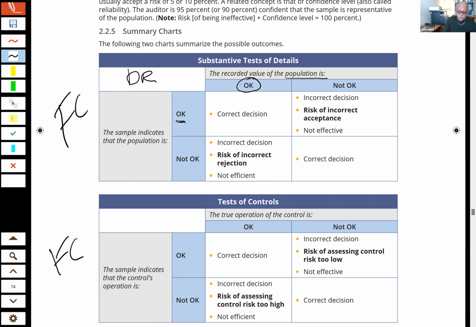And say, your sample says okay, and the population really is okay. Ding, that's a correct decision. Now, if the sample says that the population is okay and it's not okay, that's the risk of incorrect acceptance. My audit is not effective, right? If the sample says that the population is not okay and it's not okay, that is a correct decision. If the sample says that the population is not okay when it is okay, that's the risk of incorrect rejection. My audit is not efficient. So this table does a nice job of summarizing what we just saw above.